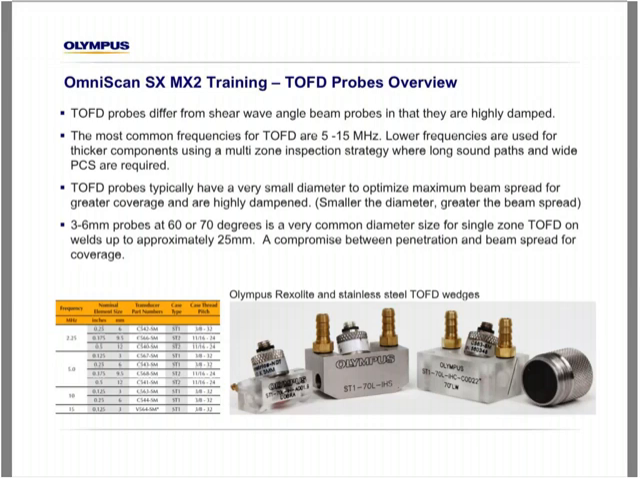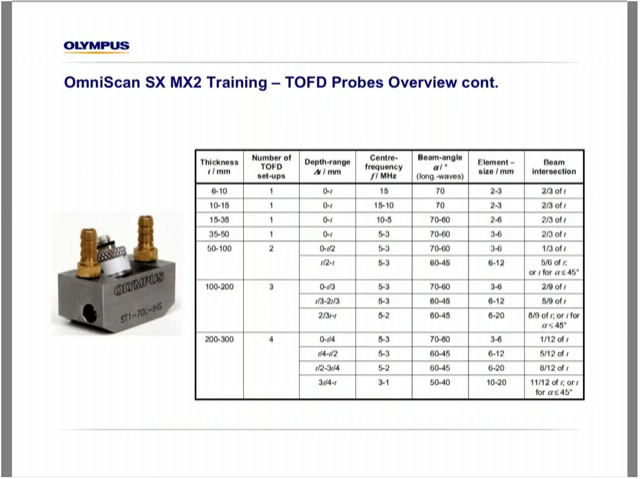ToFD wedges, like the ones pictured here, can be Rexolite with a short range approach, or stainless steel that has some advantages for wear and durability and a little smaller exit point, and built in with the lines for the exit point and adaptions for water couplant supply and connection to mechanical scanners. And again, more so than conventional shear wave or phased array shear wave, the ToFD inspection is very dependent on the quality and having the right probe and strategy.